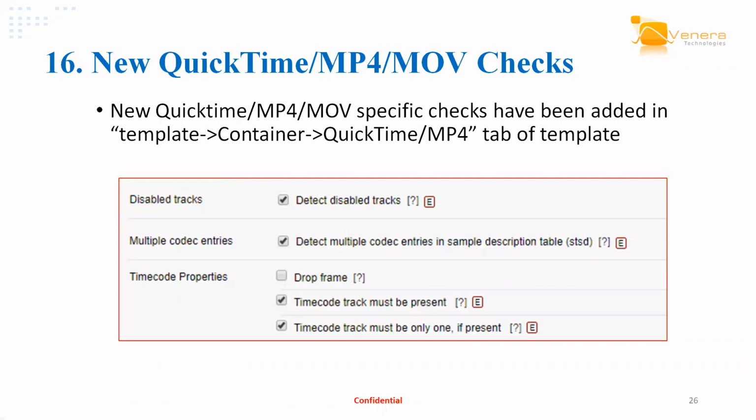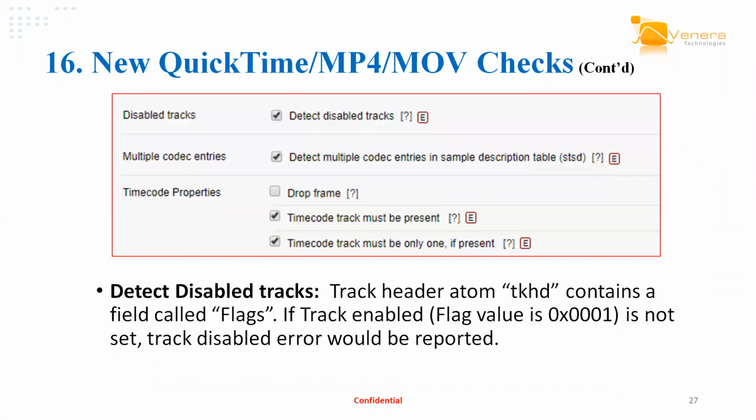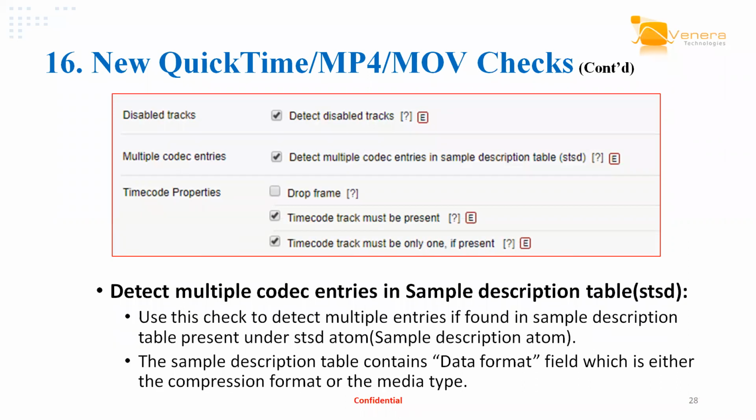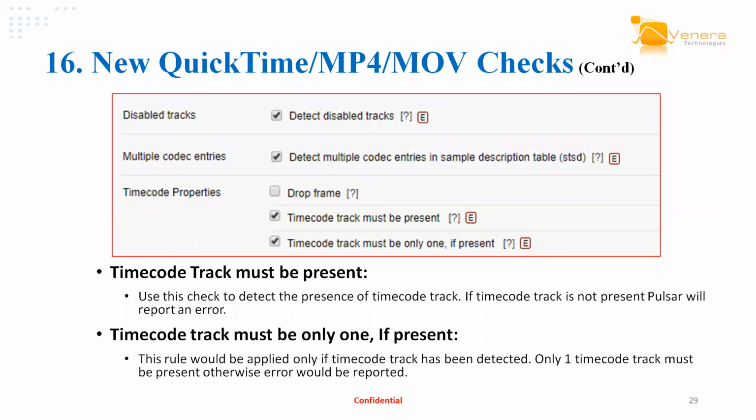And finally, for the QuickTime, a lot of our customers have been asking for these additional checks for the QuickTime container. So we can now detect disabled tracks. Some customers wanted to be able to detect that. We can also detect multiple codec entries in the sample description table. So that can be done, as well as whether the timecode track must be present, and if it's present, there should be only one. Those can also be detected.